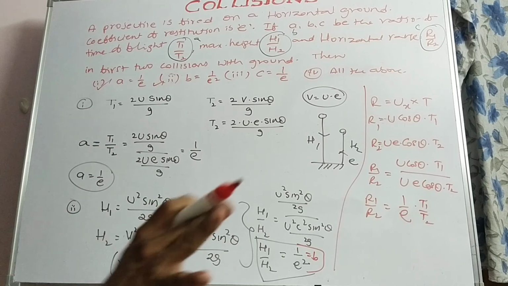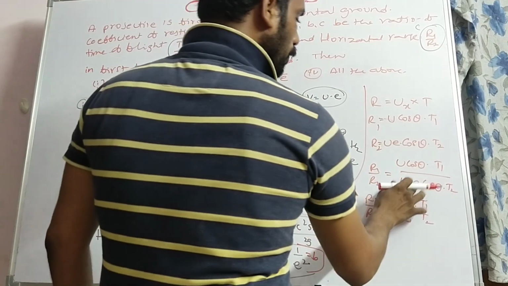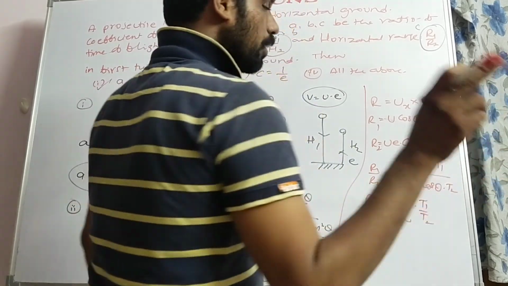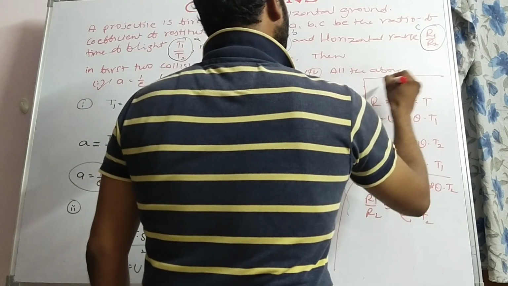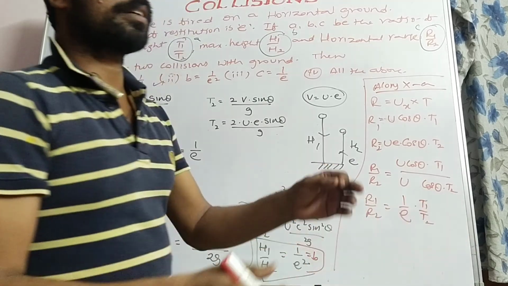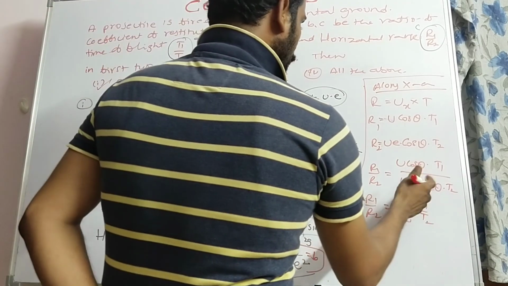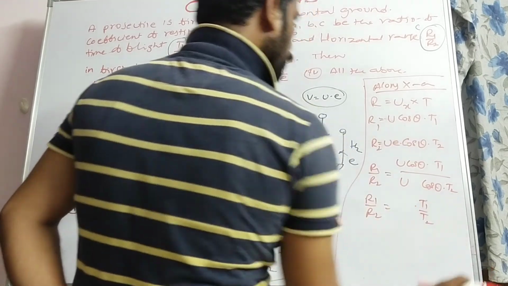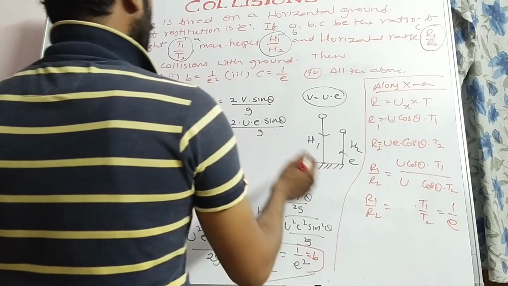Sorry, what about range? Sorry, it's not vertical, you know. In the case of vertical only we have to take the coefficient of restitution, but horizontal range, you know, along the x-axis only we have to take it. Why? Because range is considered along the x-axis only. So there is no need to write e here. So R1 by R2 is equal to T1 by T2 only, and T1 by T2 is equal to 1 by e.